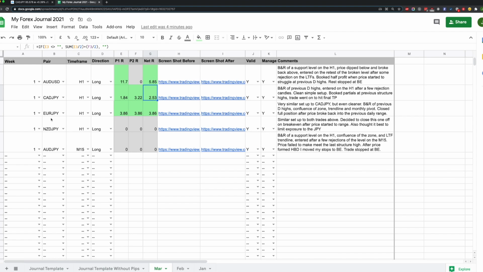All right, so the next trade for the week was EURJPY. It was on the 1 hour time frame, long position. Very similar setup to the CADJPY setup I spoke through earlier.